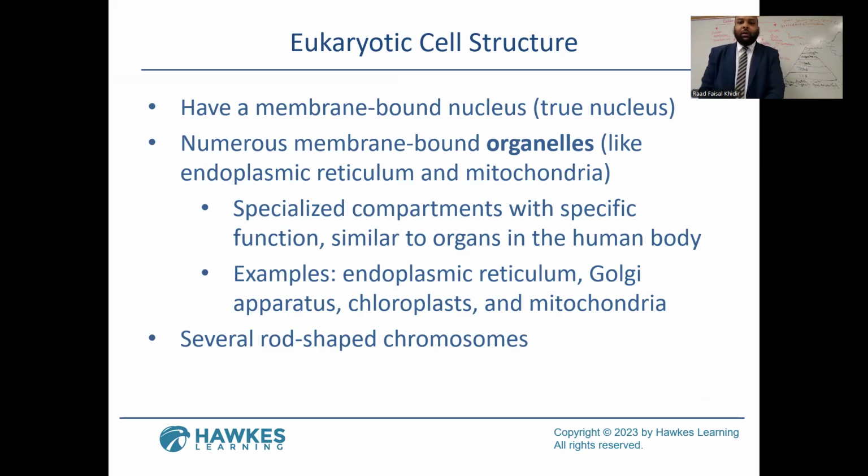There are numerous membrane-bound organelles, like the endoplasmic reticulum and mitochondria. We're going to go over all of them. These are specialized compartments with specific functions, similar to organs in the human body. Examples are the endoplasmic reticulum, the Golgi apparatus, the chloroplast, and the mitochondria. There are several rod-shaped chromosomes.